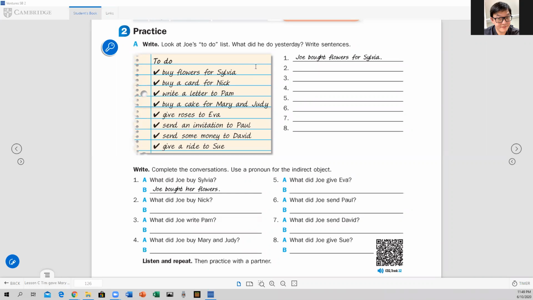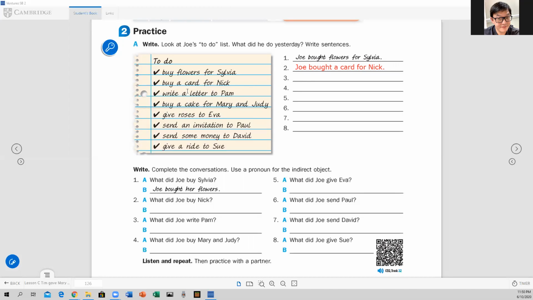So number one, the first one here, buy flowers for Sylvia. So change it to past. Joe bought flowers for Sylvia, okay? So let's do the next one, number two, buy a card for Nick. The sentence is, Joe bought a card for Nick. Why bought? Because bought is the past of buy. Okay? Good? And that's what you have to do.